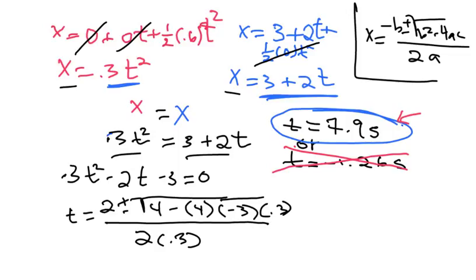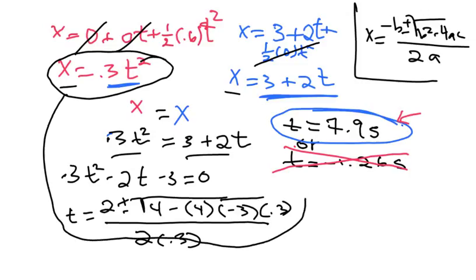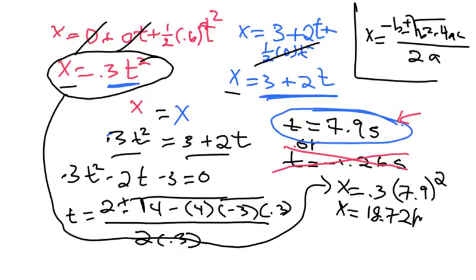Okay, our last step is we're going to take this 7.9. We're going to take this equation that we had over here, and we're going to plug in 7.9. So we have x equals 0.3 times 7.9 squared. And when you plug that into your calculator, you should get 18.72. So we have x equals 18.72 meters. Okay, and that's actually a pretty big distance.